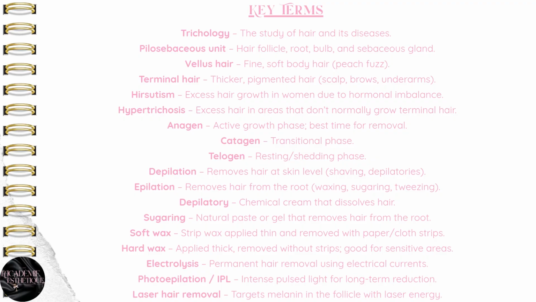Soft wax, strip wax applied thin and removed with paper or cloth strips. Hard wax, applied thick, removed without strips, good for sensitive areas. Electrolysis, permanent hair removal using electrical current. Photoepilation or IPL, intense pulsed light for long-term reduction.